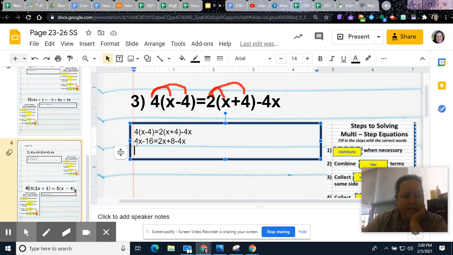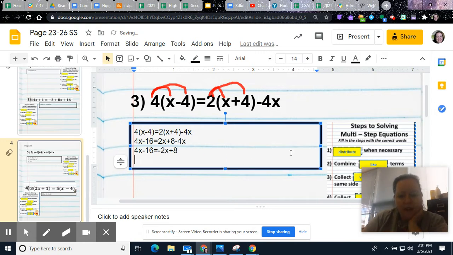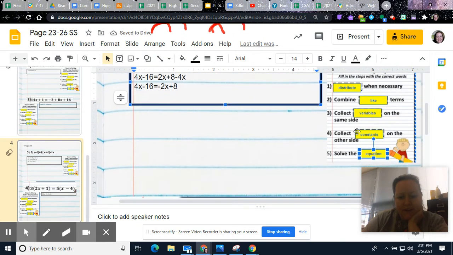So look at the left. This one has a variable, this one does not. So you can't put those together. But you can with the 2x and the -4x. Those can combine. So you're going to rewrite the left side. If I have 2x minus 4x, that's a -2x plus 8. So now I've done step 2.